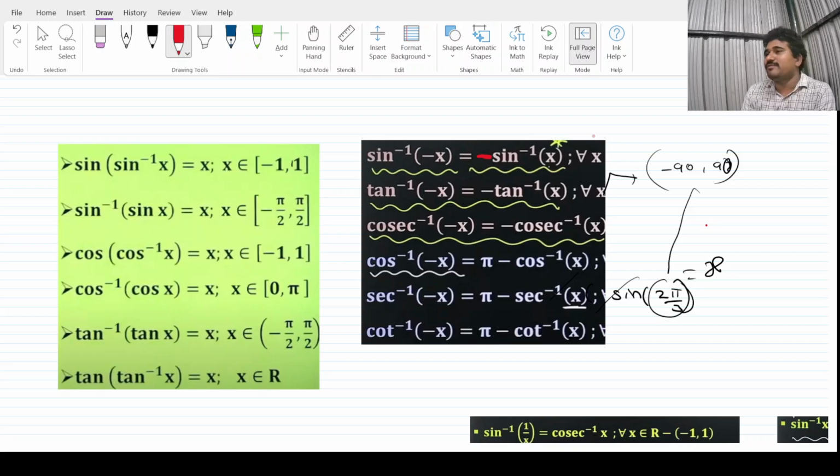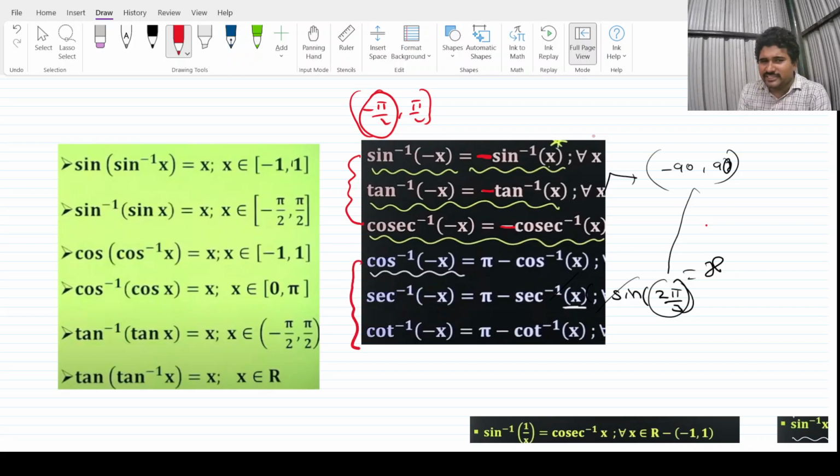Tan inverse of minus x. The negative inside tan also comes out. Cosecant also comes out. You know these three guys. Who are these three guys? The ones with range minus pi by 2 to pi by 2. Yes or no? That's why for them only the minus comes out, because minus is acceptable for them.